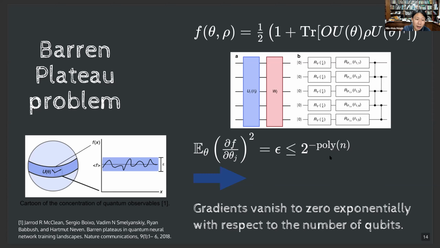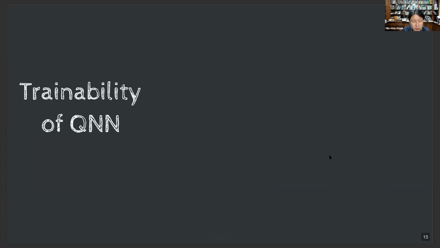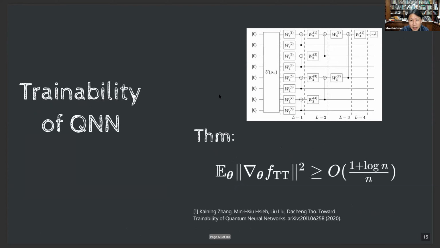And then with my student, we show that if you have some tree structure, where tree structure means that you only have fewer CNOT connectivities, in this case the gradient would not vanish exponentially fast. It only vanishes proportionally to the number of qubits.